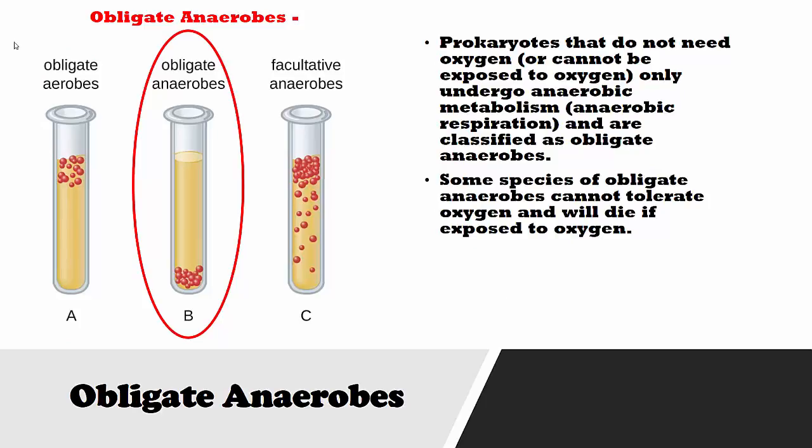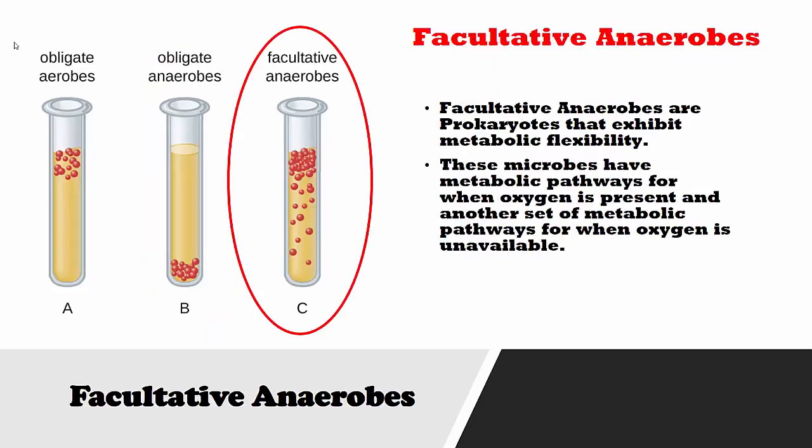Prokaryotes that do not need oxygen or cannot be exposed to oxygen only undergo anaerobic metabolism or anaerobic cellular respiration. These are classified as obligate anaerobes. Some species of obligate anaerobes cannot tolerate oxygen and will die if exposed. Facultative anaerobes are prokaryotes that exhibit metabolic flexibility. These microbes have metabolic pathways for when oxygen is present and another set of metabolic pathways when oxygen is unavailable.